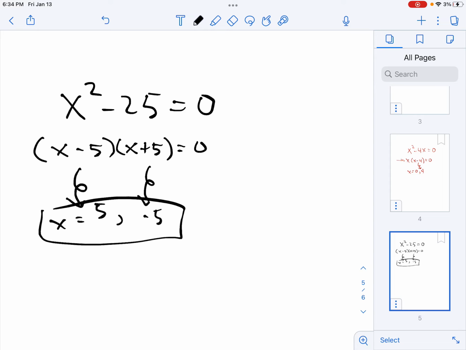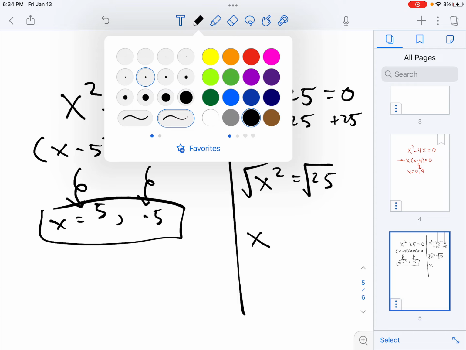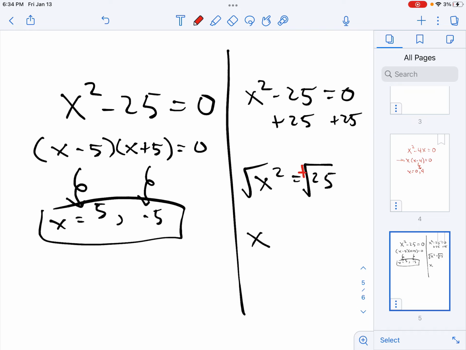Now, another way of solving this is you can add, in this case, 25 to both sides. So x squared equals 25. And now we can take the square root. Now here when we take the square root, it's not any ordinary square root. It is a plus minus square root. And so our answer is going to be plus minus 5. That plus minus is really important. And the plus minus just means 5 comma -5.